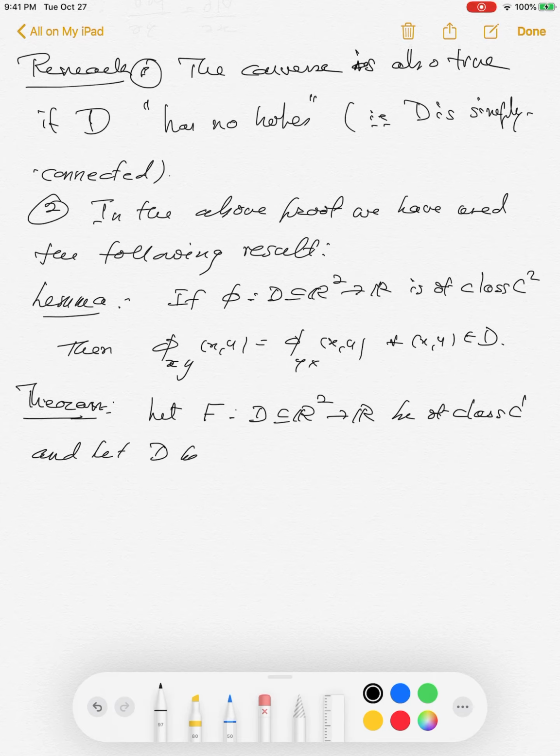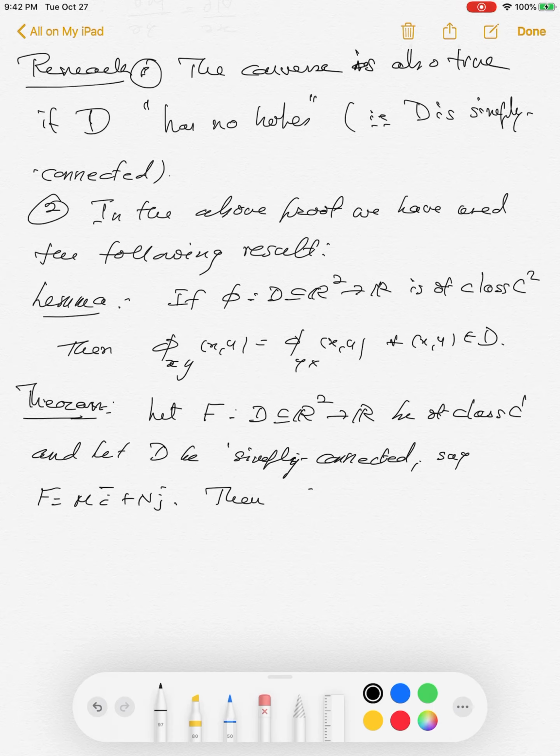That's my first assumption. And let D be simply connected. I will tell you about this sometime later. This means it cannot be like Swiss cheese. It cannot have a hole in the middle. Pancake without a hole.